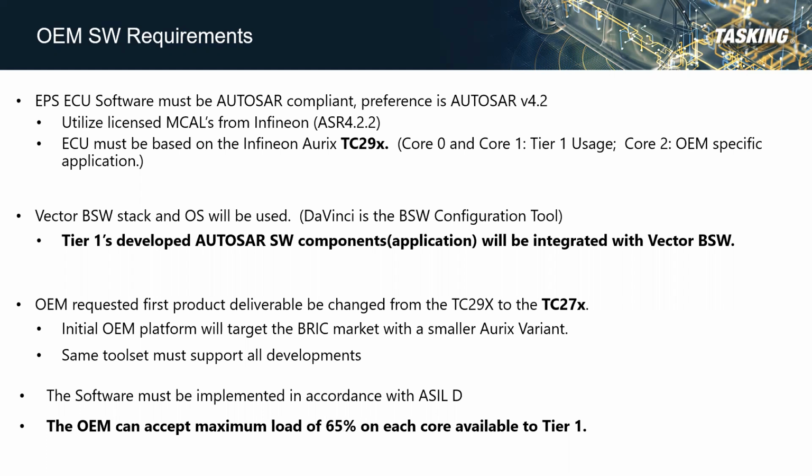Also, the OEM has given a strict instruction that it can accept a maximum load of 65% on each core which is available to the Tier 1. So now, all the software we developed using the TC29X has to be ported to a TC27X microcontroller, and the condition is that we have to make use of the same toolset for all these developments. Okay, we'll see how we can do this.